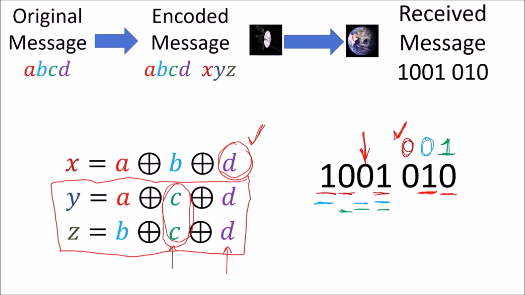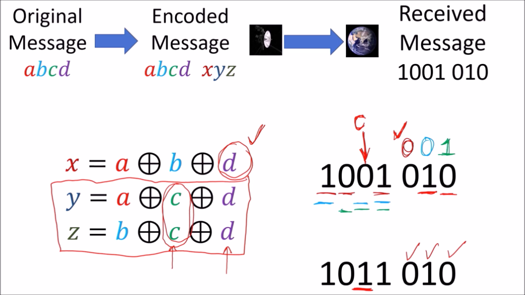So if we change this C bit from a 0 to a 1 and check the X, Y, Z bits again, we find that they all check out correctly. So using these 3 extra redundancy bits, we were able to correct a 1-bit error in this 7-bit chunk.